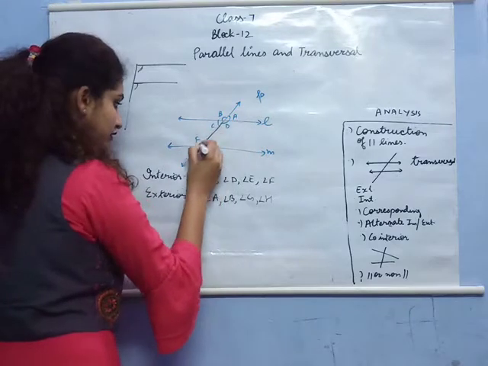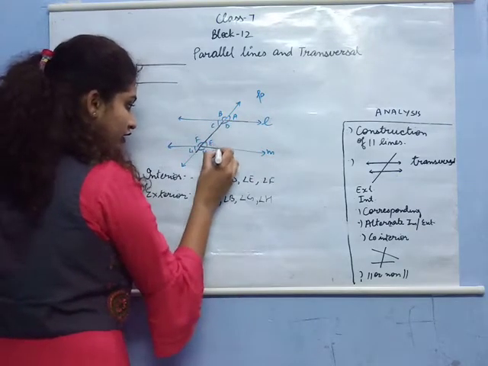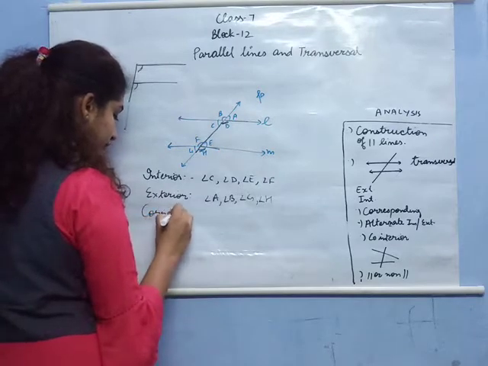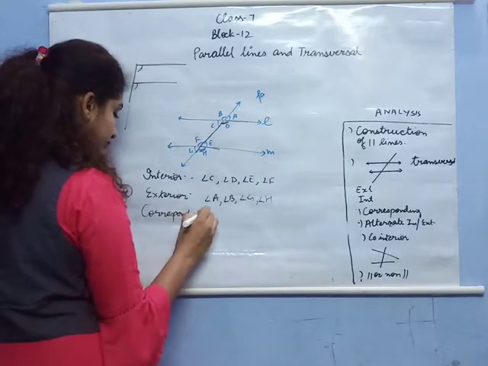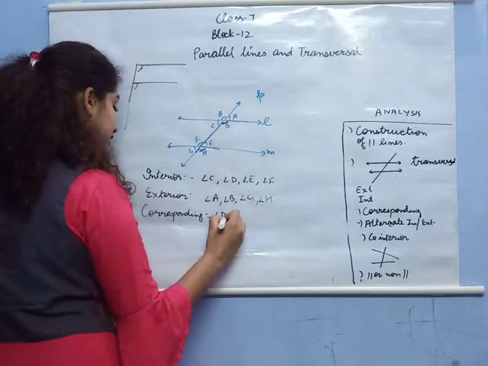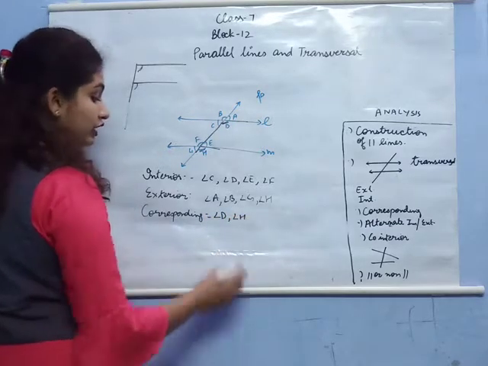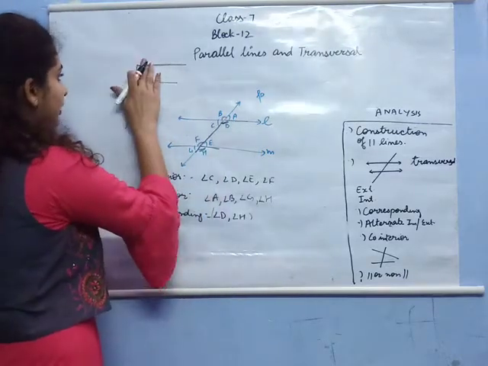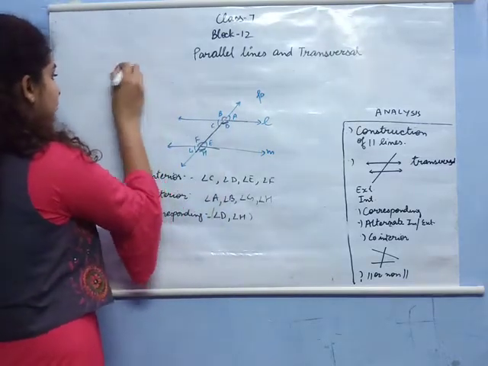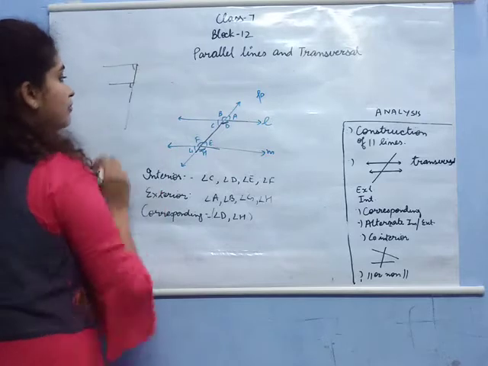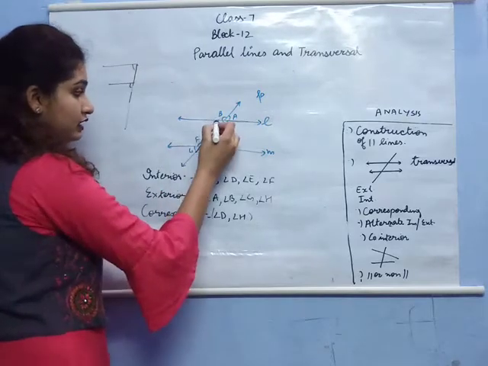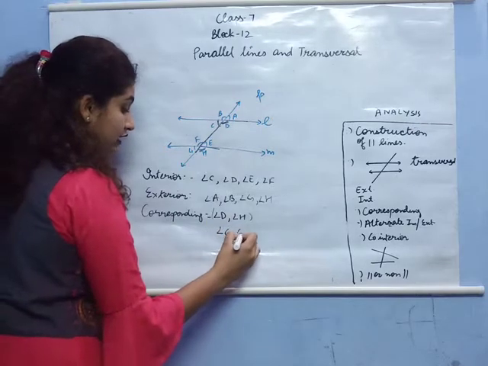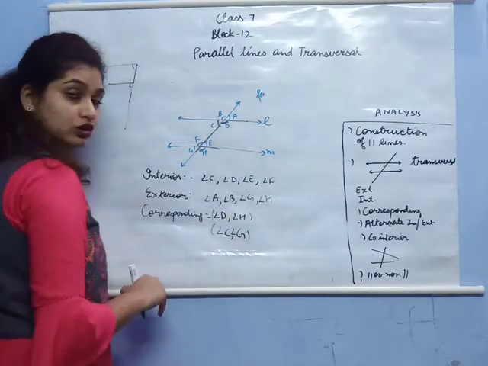So in this figure, which two angles are represented by this? We can say, if F is assumed here, angle D and angle H are corresponding angles. This is one pair of corresponding angles, right? Similarly, if I make F this way, angle C, an interior angle, and G, right? So angle C and angle G are also corresponding angles.